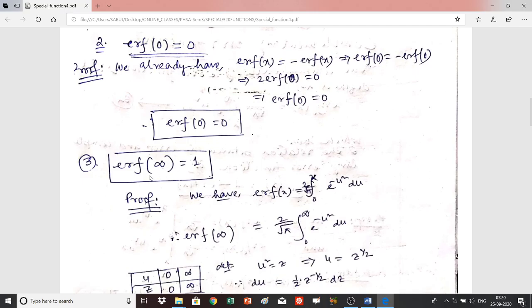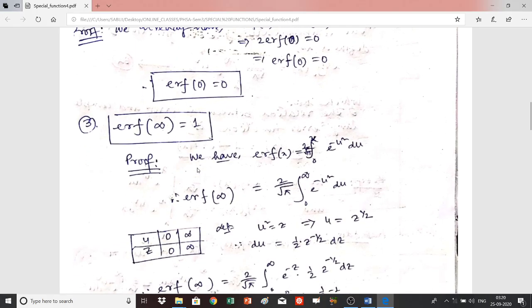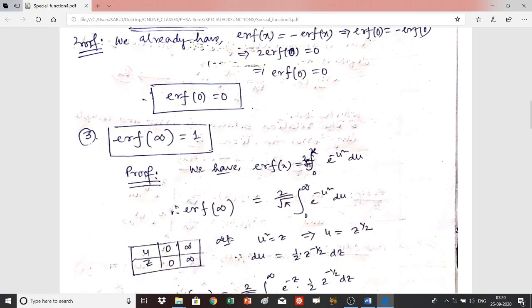Now erf(infinity) is equal to 1. This is another important property of the error function. To do this, you also have to recall the definition of erf(x), given here as 2 by root pi, integral from 0 to x of e to the minus u squared du. So now just write x as infinity. So erf(infinity) is equal to 2 by root pi integral from 0 to infinity, since you are replacing x by infinity, of e to the minus u squared du.